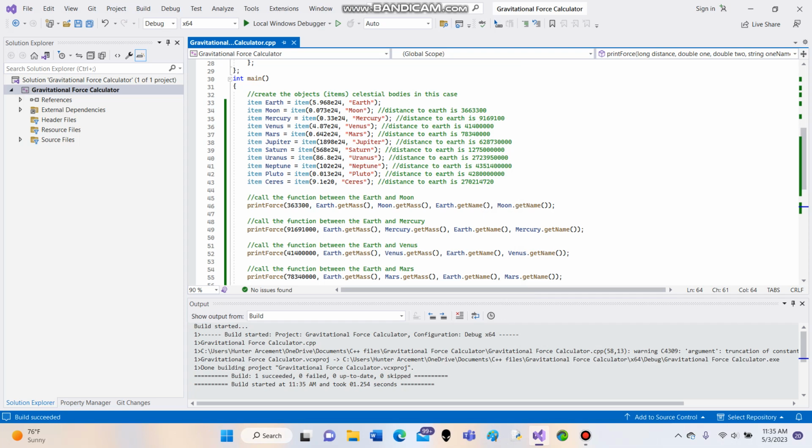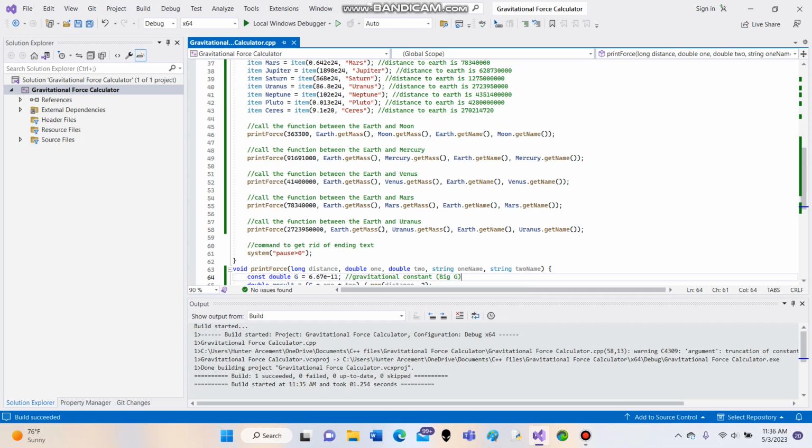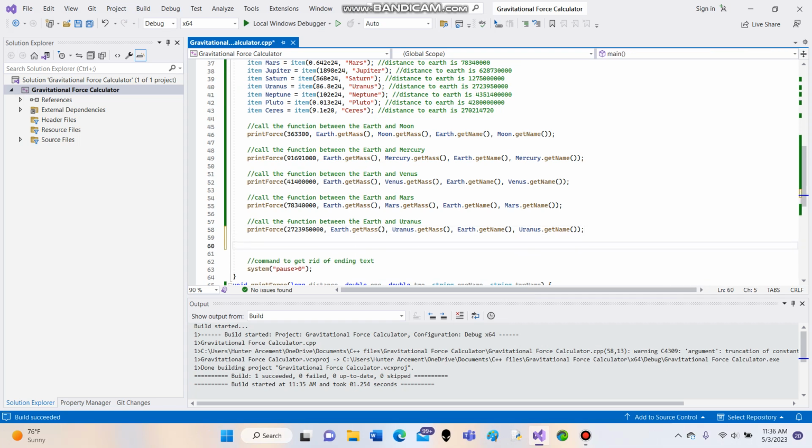It takes a really large object to exert any gravitational pull across any considerable distance, which is why us humans don't have gravitational pull. So let's call the function between, let's actually do two of them that aren't in the list, let's do the Earth and let's do Neptune.